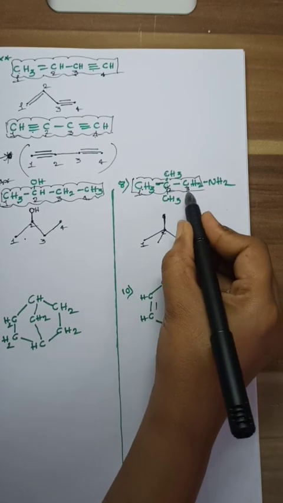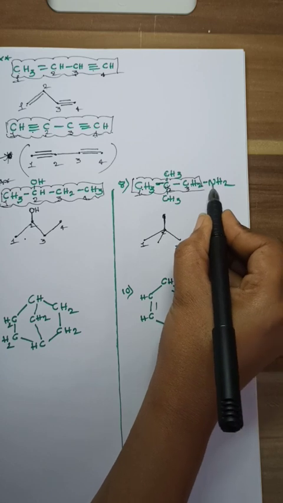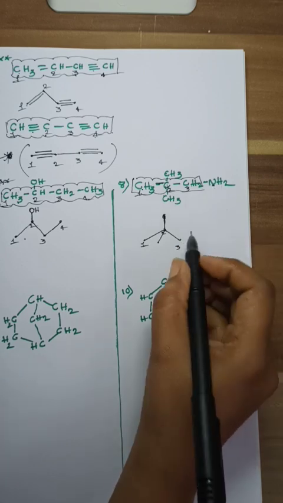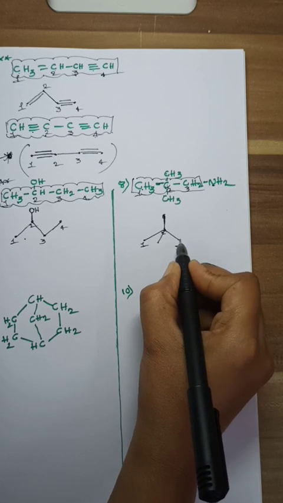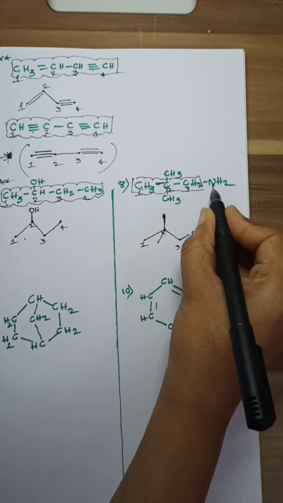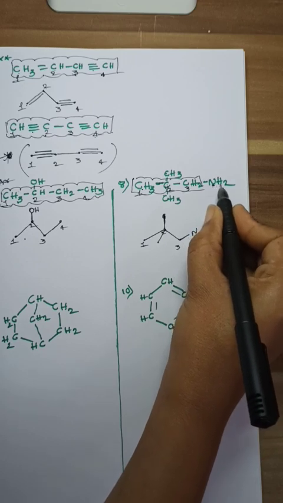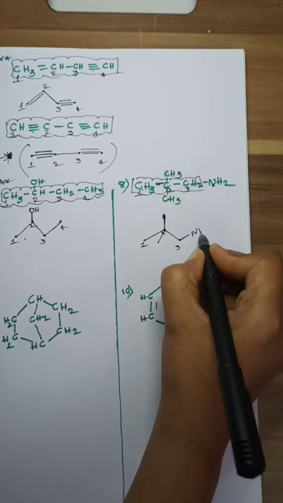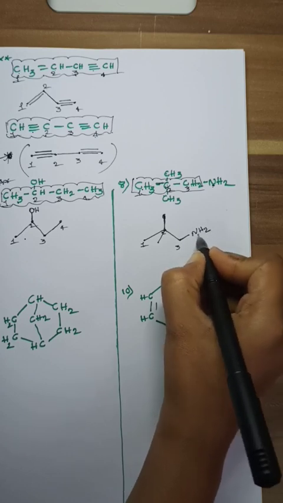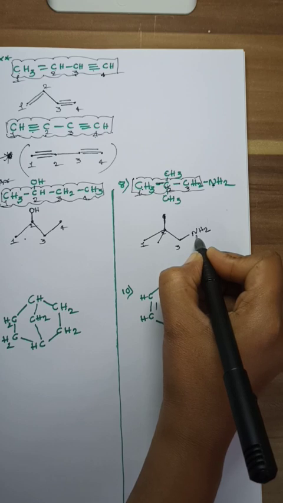Now to the third carbon, N is attached. N means what? That is a heteroatom. And in a bond line formula, heteroatoms we have to represent, we have to show. To the third carbon, what is attached? N, that is an N group. To the N, hydrogens are attached. So hydrogens we have to represent. Why? Because hydrogens are with a heteroatom. That's why we have to show them in a bond line formula.